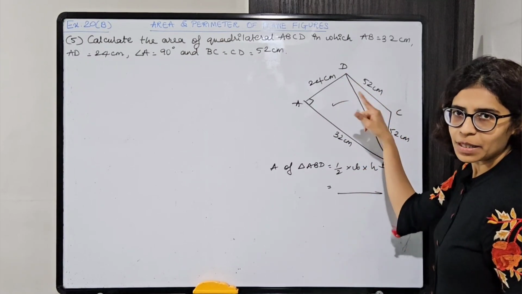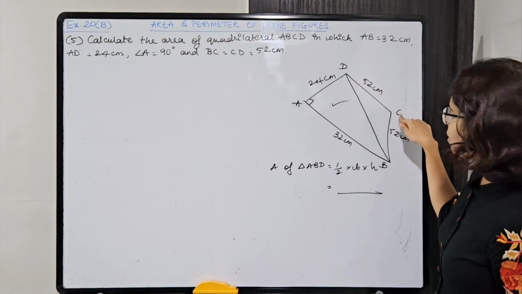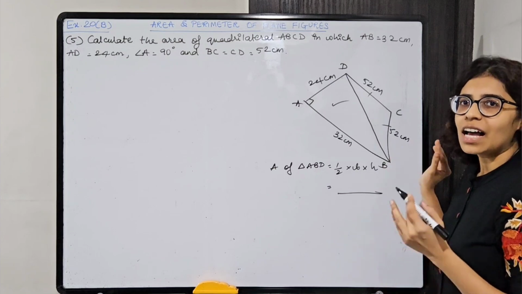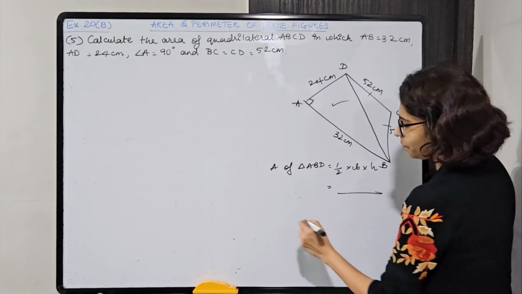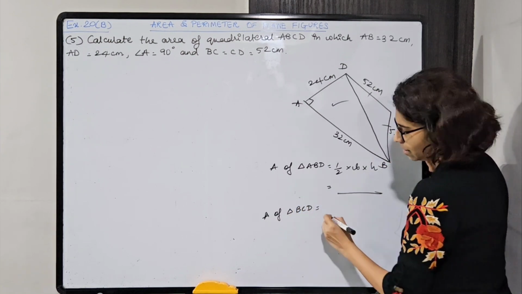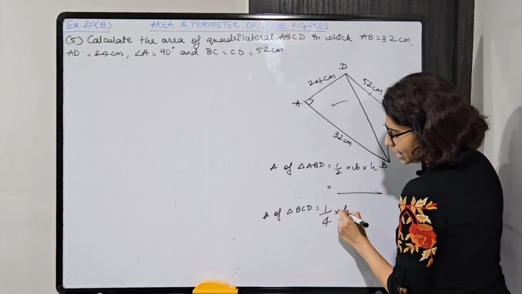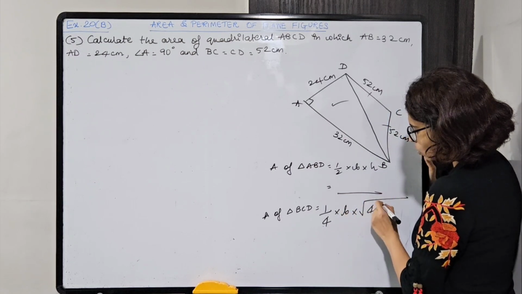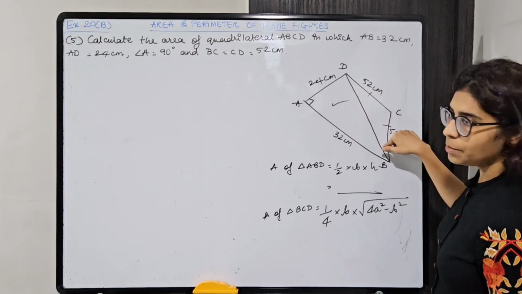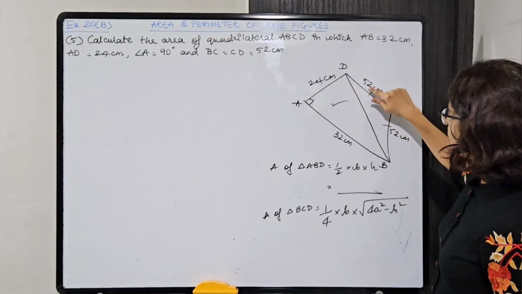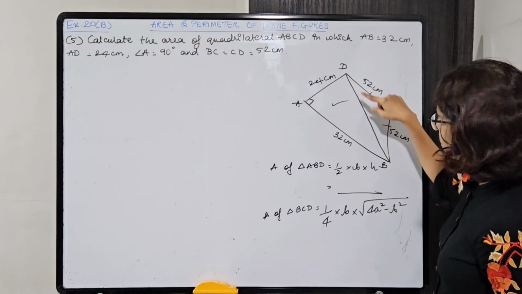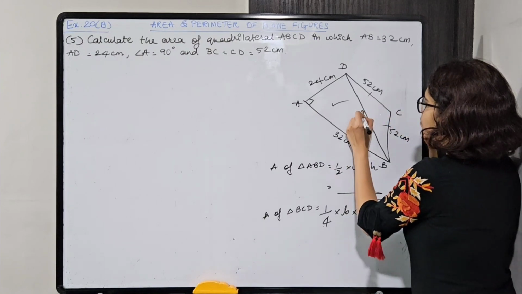Coming to BCD के लिए BC and CD in this triangle both are equal. So this is an isosceles triangle. Isosceles triangle के लिए भी एक formula है. Area of triangle BCD will be 1/4 into base into root of 4a square minus b square, where b is the base, the unequal side BD. Okay, this will be B, and ये जो equal sides है that will be A. Okay, so A is 52. I need to find out B, that is BD find out करना पड़ेगा मुझे.